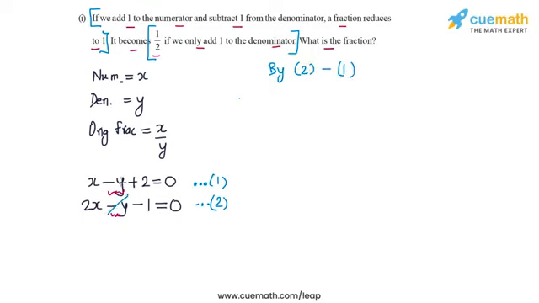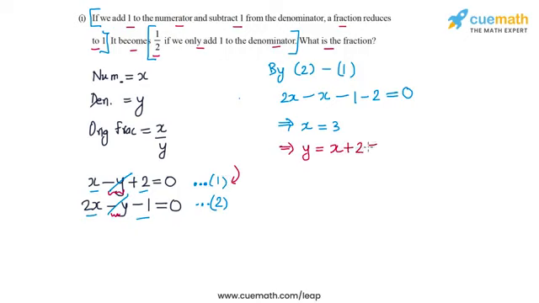What will happen? The y terms will get cancelled out and we'll have 2x minus x, and we will have minus 1 minus 2, and on the RHS we will have 0. This gives us x equal to 3. From x equal to 3 we can find the value of y by substituting this value into the first equation. So y is equal to x plus 2, or y is equal to 5. So x is equal to 3 and y is equal to 5, which means that the original fraction should be equal to 3 by 5.